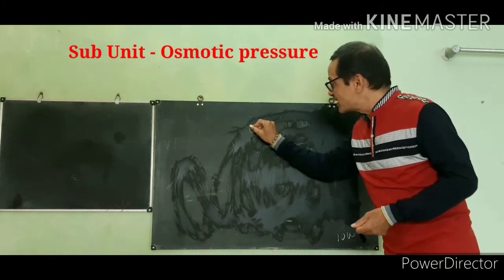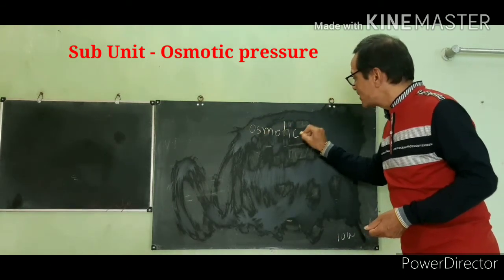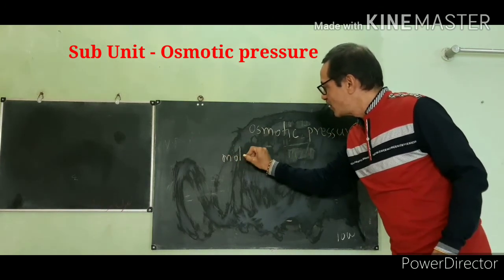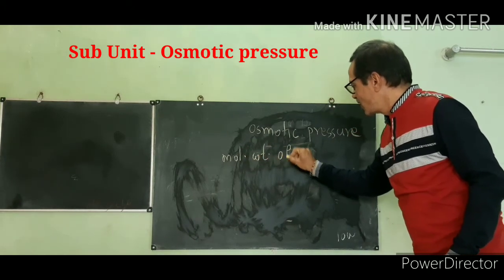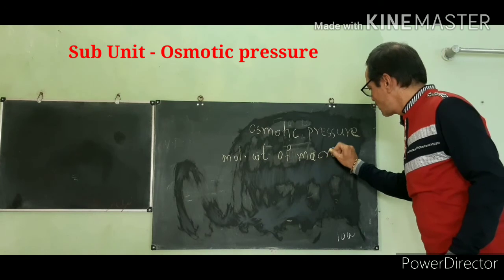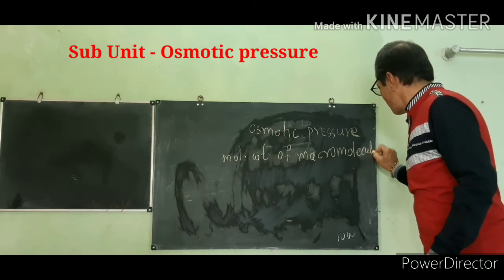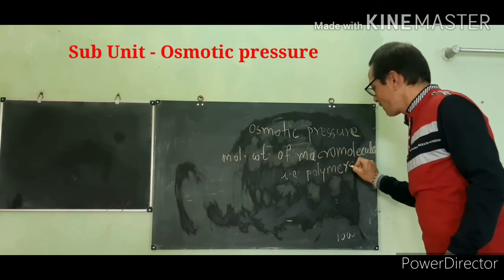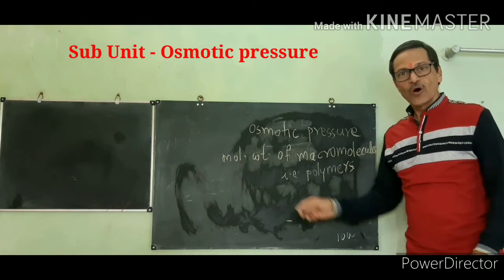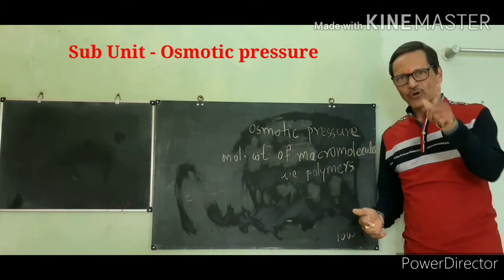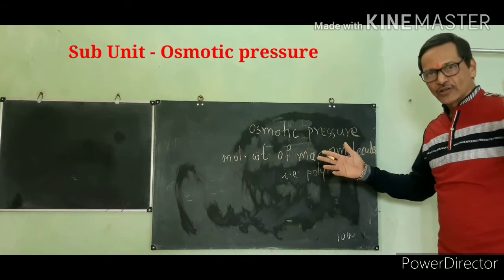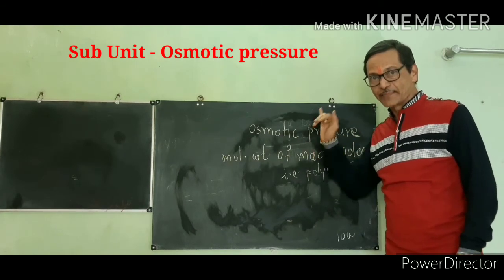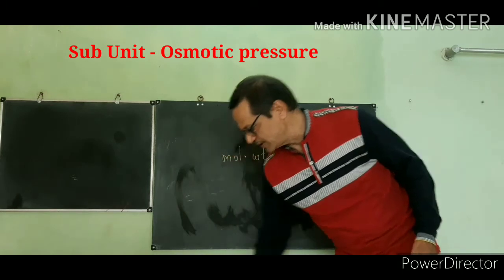But osmotic pressure, this colligative property, is most useful to determine the molecular weight of macromolecules, big molecules, also called polymers. No other three methods are useful to determine the molecular weight of big molecules. The molecular weight can be determined only by osmotic pressure. This is the main characteristic of this colligative property.